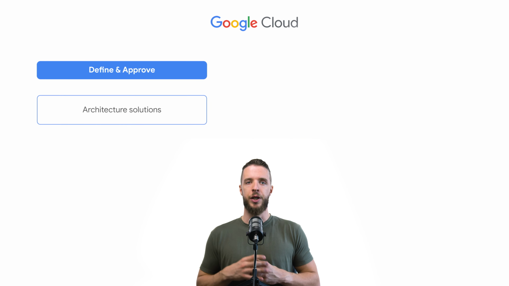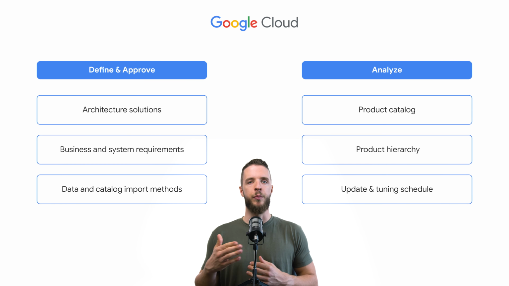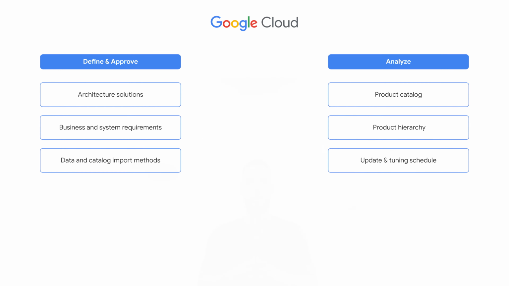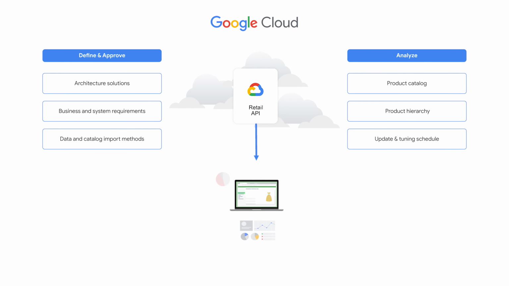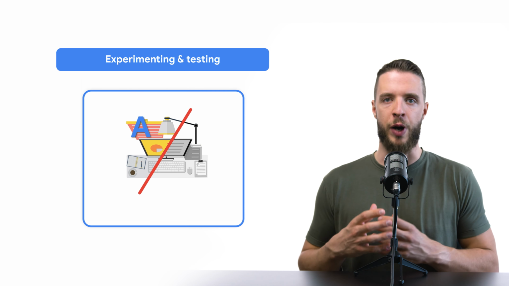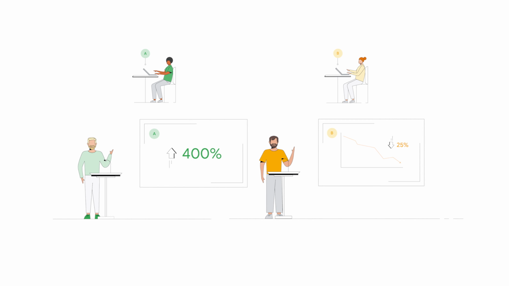During this time, you define and approve the architecture, solution requirements, and importing methods. Next, you should implement and operationalize the data import processes for product catalog and user event data. And finally, integrate your application workloads with the retail API. For experimenting and testing, you may use your existing or preferred frameworks and tools to segment customers between experiment arms, measuring differences in outcome quality.